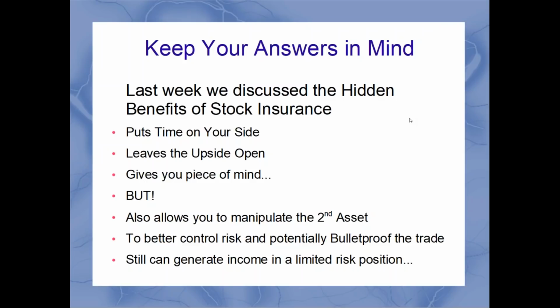We can better control risk and potentially bulletproof the trade when we cancel all of the underlying risk. And with the proper structure, you can still generate monthly or weekly income as you're doing now in your portfolio, but in a structure that is reducing the risk rather than adding to it. Okay? Well, why is that important? Why is structure important?